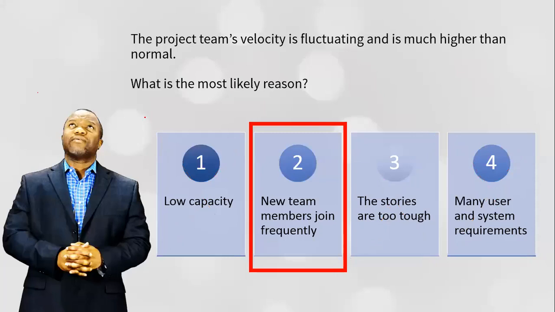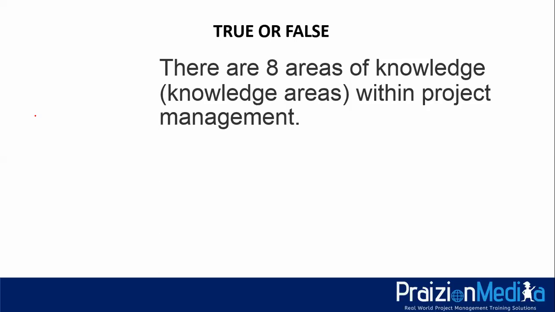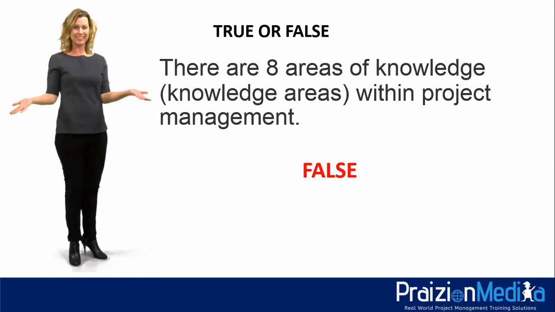All right, let's move on. We just got a few left. True or false? There are 8 areas of knowledge. In other words, knowledge areas within project management. True or false? 3, 2, 1. The answer to this is false. There are 10 knowledge areas.